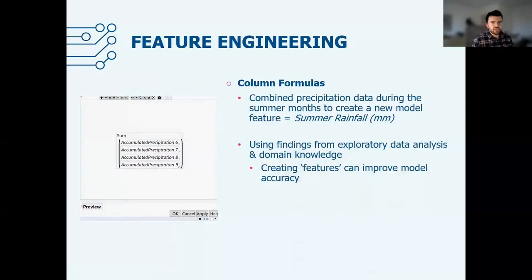Next step is feature engineering, where we may be able to help our future model performance by giving it some better information. Now, this may require domain knowledge, or from findings from your exploratory data analysis, you may have a hunch that combining certain columns in certain ways can improve predictive capability. So in this example, we might want to create a feature which is summer rainfall in millimeters. So how do you do that? Very simply, let's go back to JMP.